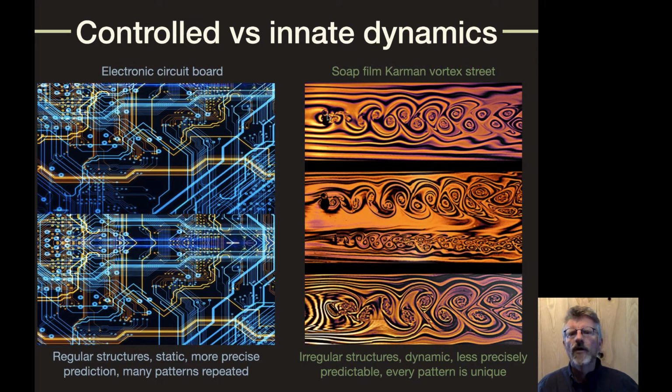And behind the obstacle we have all kinds of forms, and the forms are similar, but they are never completely the same. So here we have all kinds of regular structures that are static, they allow precise predictions, and many patterns are repeated. And here we have irregular structures, although they are similar. They are dynamic, they are not very well predictable, and every pattern is unique. And this is kind of an ideal difference between controlled and innate dynamics.